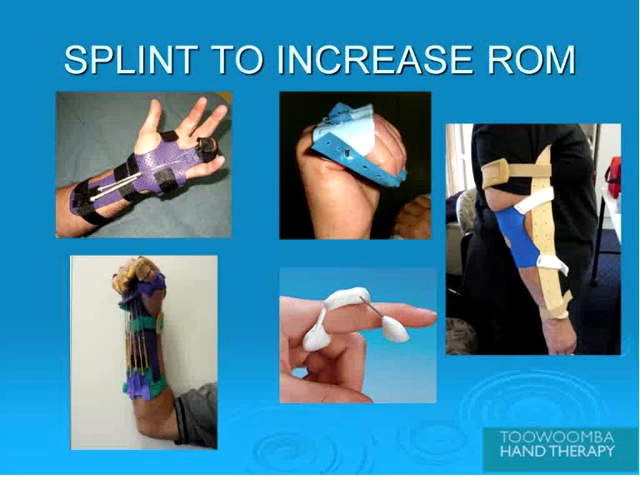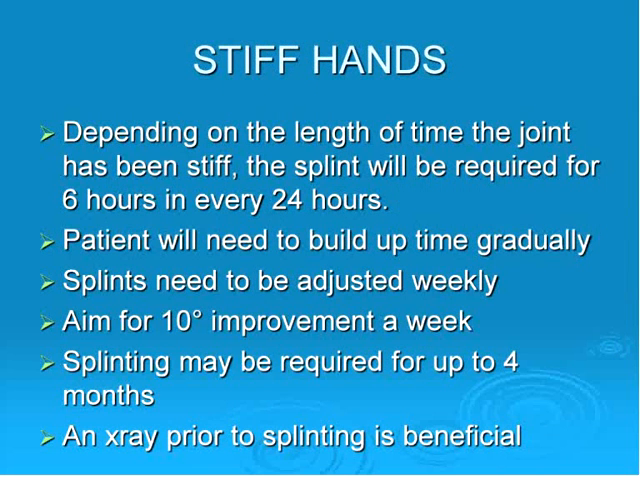They will need to build up gradually, and the splints do need to be adjusted weekly. Our goal is to get 10 degrees of improvement in the stiff joint each week. And the fibres of scar tissue are replaced every 6 weeks. So there's 6-week cycles. Splints to increase range of motion may be required for up to 4 months, but we generally go until they're 100% or until they plateau.